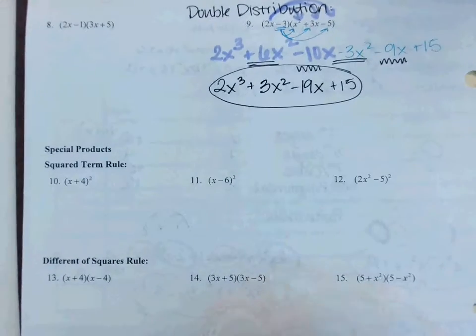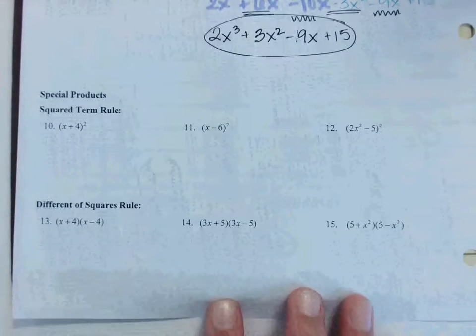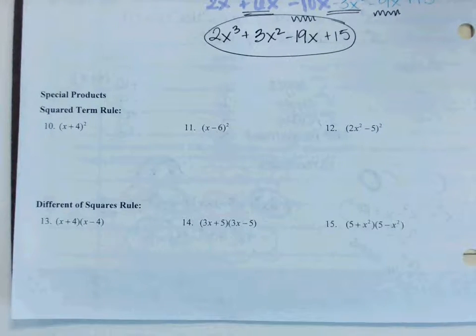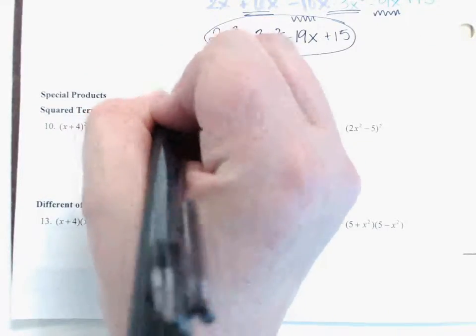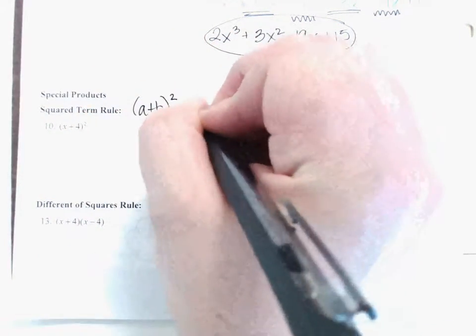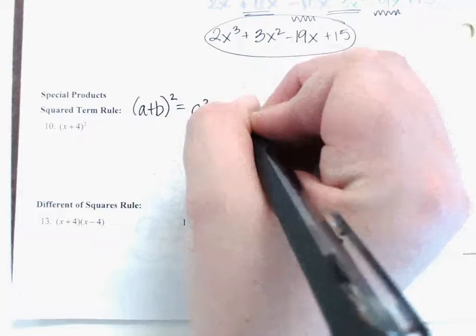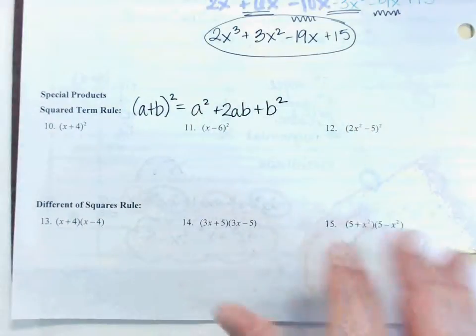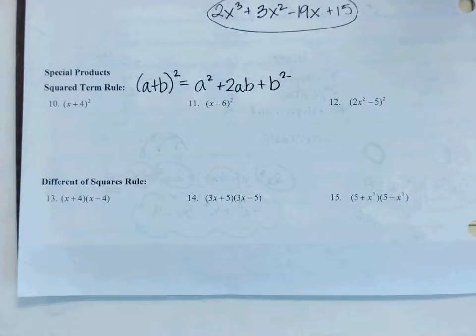Well, that does not work forever, technically. Okay, last thing, you have two special products. The first one is going to be your squared term rule. A plus B squared is A squared plus 2AB plus B squared. This one's not hard, it's just a shortcut.